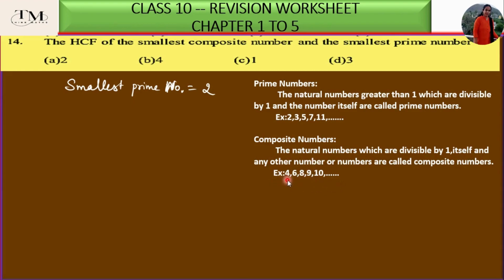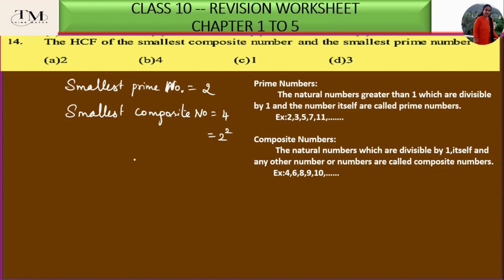Which is the smallest composite number? It is 4. So let us write that: smallest composite number is 4. How do you write this 4? It is nothing but 2 square.